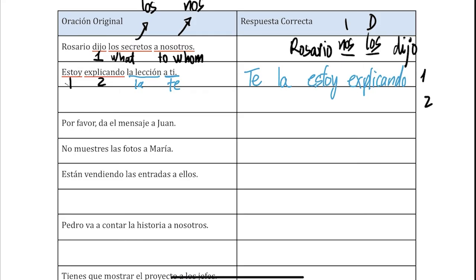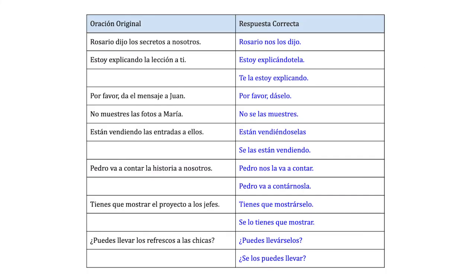And second, estoy explicando will be the verb, and now we have to attach the indirect object and the direct object. The indirect object is te, and the direct object is la lección. When this happens, we need to add an accent. Muy bien. Stop the video if you want to finish the practice and check the answers on your own.